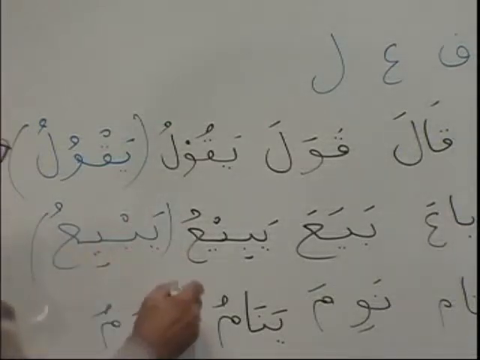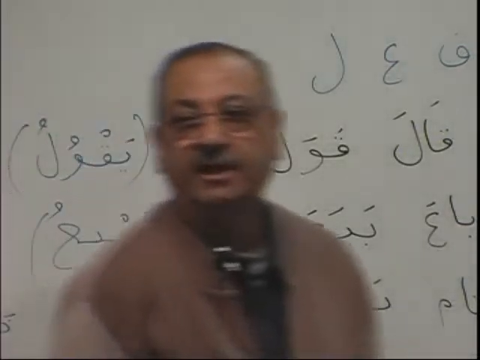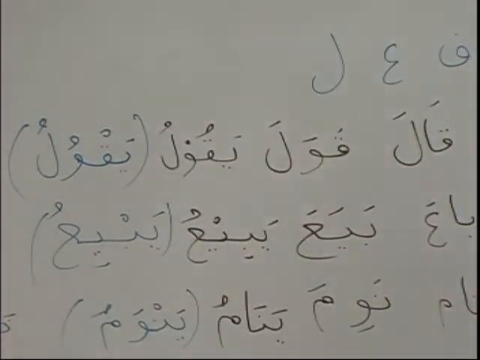There are only 3 forms in Ajwaf. Okay, brothers and sisters? Now, what happens? You start from qāla. Start conjugating qāla. Qāla, qāla, qālu, qālat, qālata, and then why kulna, brother?